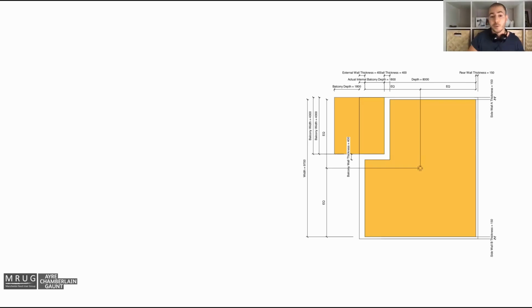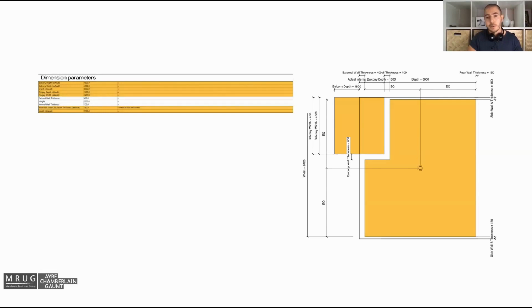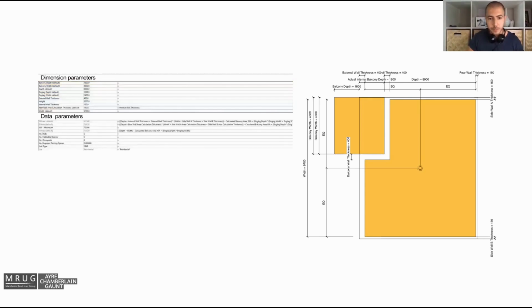And we have 5 groups of parameters. We have dimensional parameters, which drive the geometry of the family. Some of them are instance parameters, such as width, length, the balcony dimensions, or the dogleg dimensions. That allows us to have a variety of unit sizes while having a minimal number of unit types. Other parameters, such as the internal and external party thicknesses, are type parameters, which help us be consistent throughout the project.